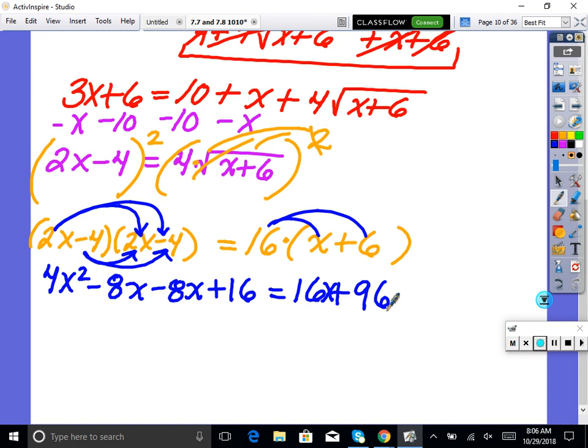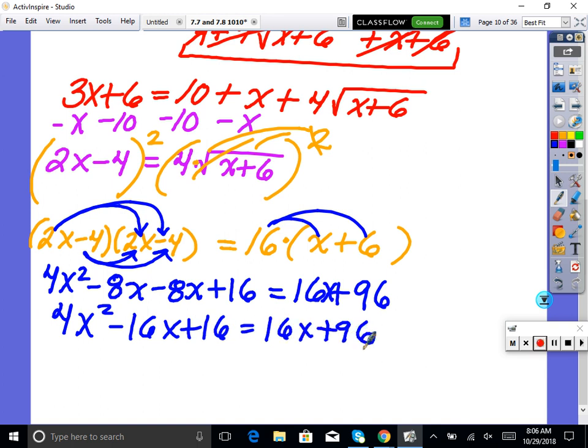So now look, we have a quadratic. Don't we need to have it equal to 0 and combine all like terms? Yes, okay, so we have this: 4x squared, I'll hurry and combine these, minus 16x plus 16 equals 16x plus 96. So now we're going to subtract 16x.